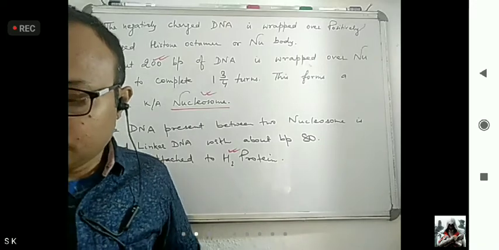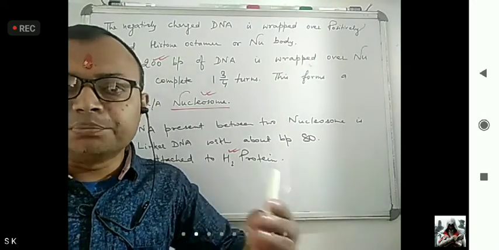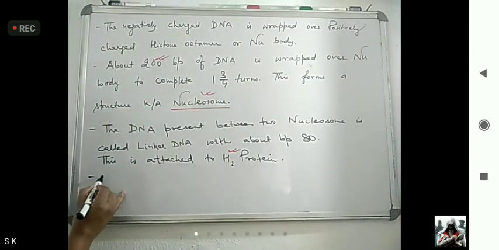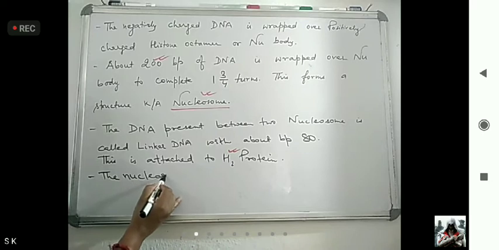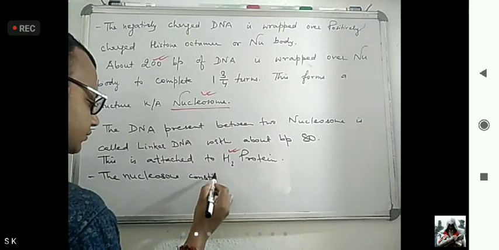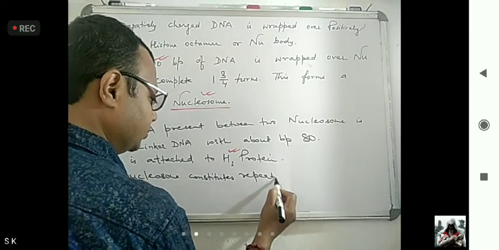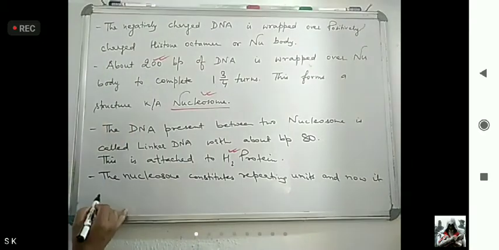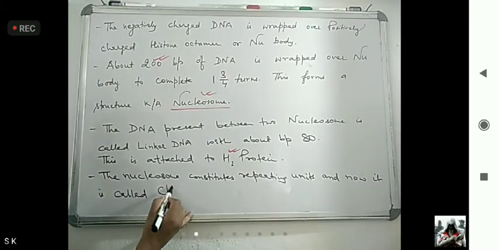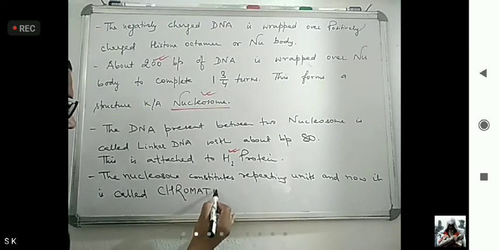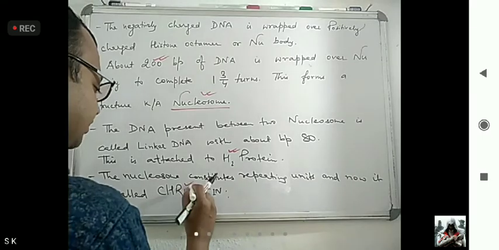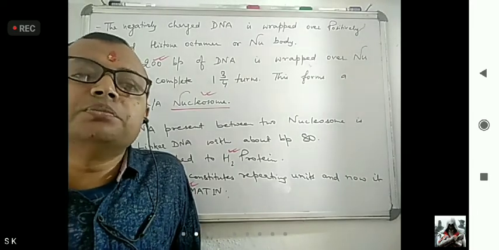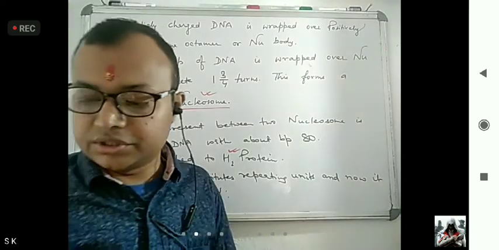Okay. Now, the nucleosome constitutes repeating units, because many nucleosomes are there, and that is called chromatin. So what I told, the nucleosome constitutes repeating units, and now it is called chromatin. One by one I just want to say. This repeating unit is known as chromatin.